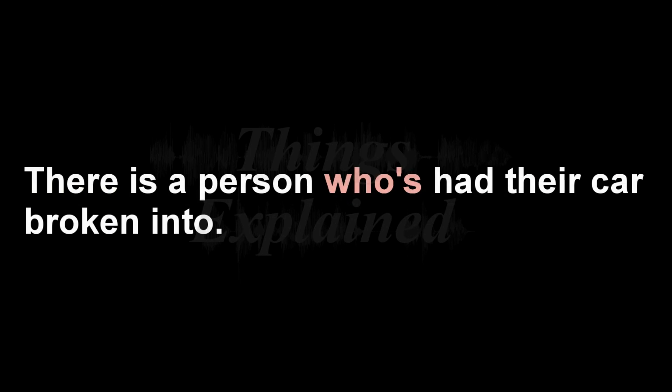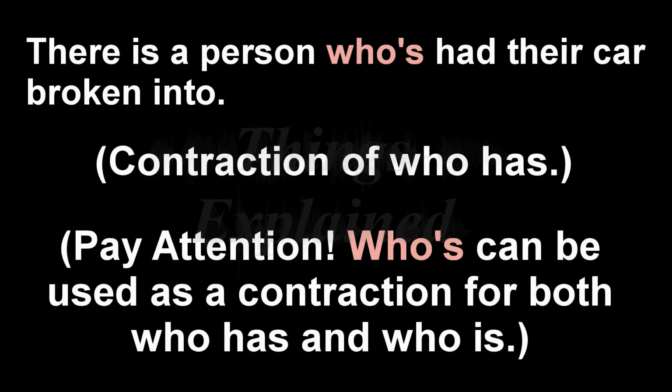Next example. There is a person who's had their car broken into. In this example, who's is a contraction of the words who and has. Be aware. Who's can be used as a contraction for two different sets of words. Who has and who is. Based on the context in the sentence, you will know which form of who's you are reading.